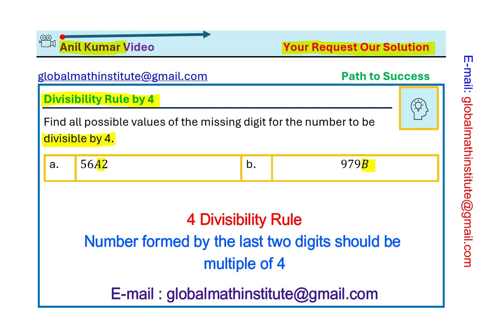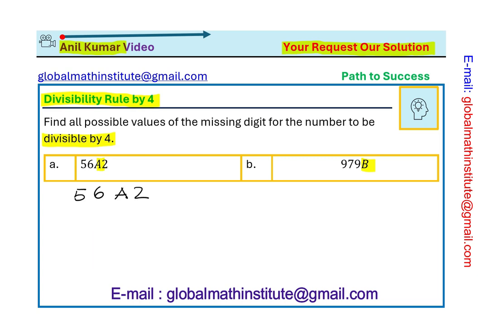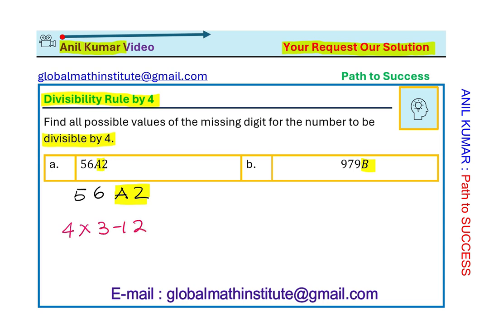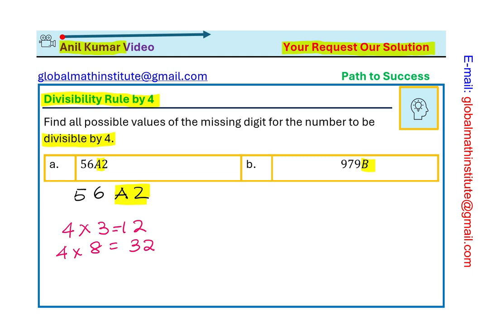Let's begin with part A, which is 56A2. So we want the last two digits to be a multiple of 4. So in the 4s, what do we have where the ones place is 2? Well, we know 4 times 3 is 12, right? So that is one option. And 4 times 8 is 32. Correct. So it could be 12 and 32, right? To give us two options for A. So A could be equal to either 1 or it could be 3.